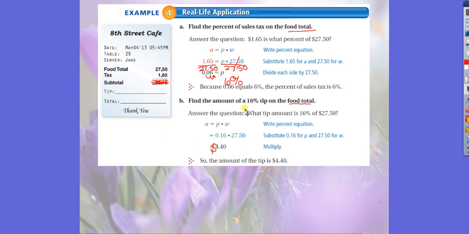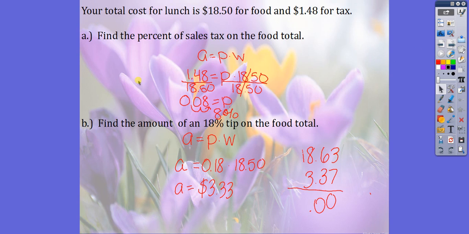We can also use this equation to figure out how much of a tip we should leave a server based off of your food total. So the food total is again the whole, the percent turns into a decimal, and when you multiply those, you get that the tip for this particular visit should be $4.40.